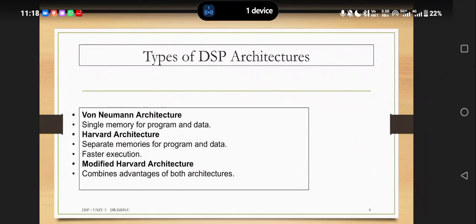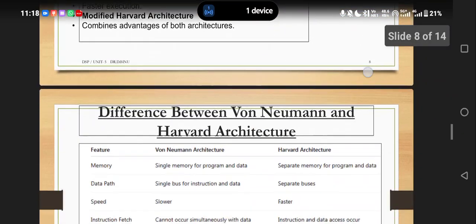Types of DSP processors: von Neumann architecture, which consists of a single memory for program as well as data. Harvard architecture, separate memories for program as well as data, so execution is faster. Modified Harvard architecture, also called super Harvard architecture or SHARC. It combines the advantages of both architectures.